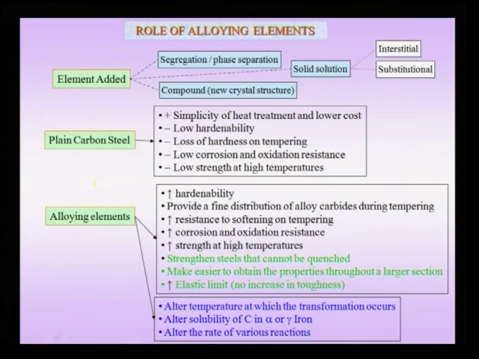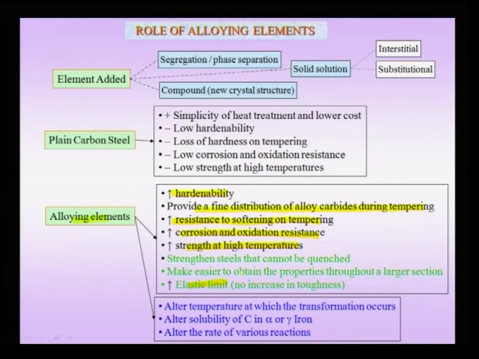So, what is the broad role of alloying elements? They are added, for instance, to plain carbon steel to increase the hardenability. They are added to provide a fine distribution of alloy carbides during tempering. They are added to increase resistance to softening on tempering. They are added for corrosion and oxidation resistance. They also give us strength at elevated temperatures, and they can often increase the elastic limit.